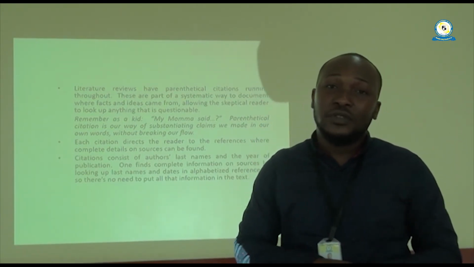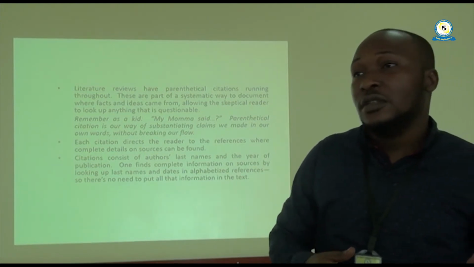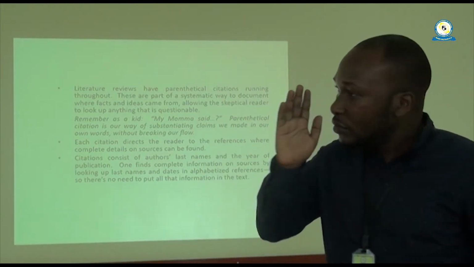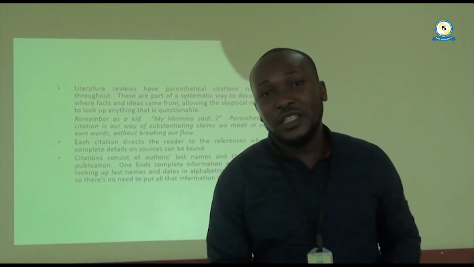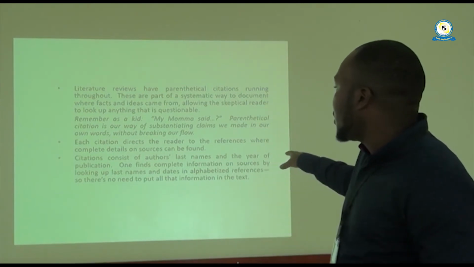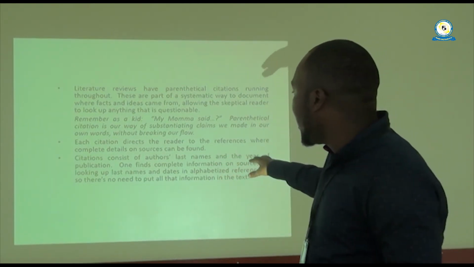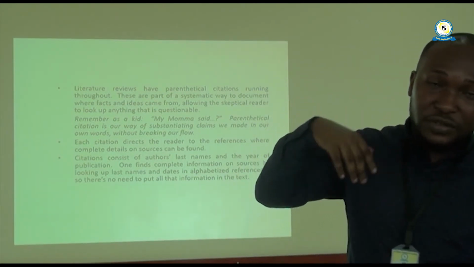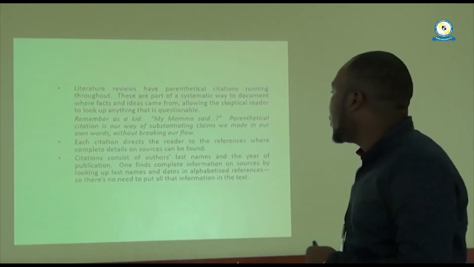You know, some books may be published in sequence, in addition. So if you put a year of publication, someone can go and read exactly the same book. One finds the complete information of the sources by looking up the last name and the dates and then finding references. And as you put your reference there at the end of your report, it should be correct.